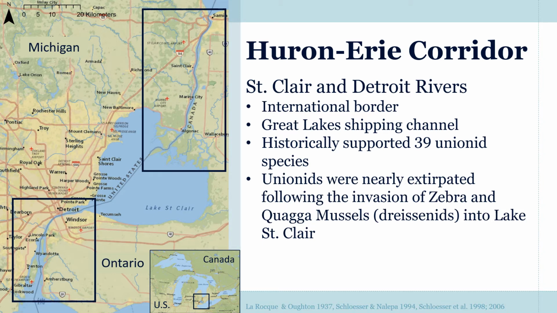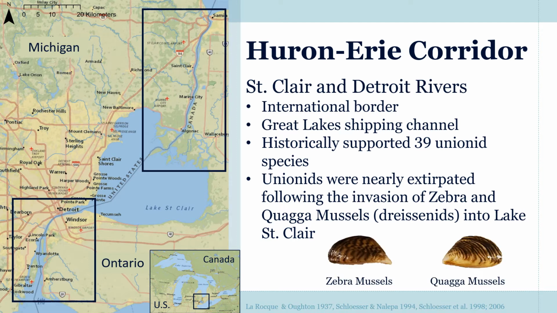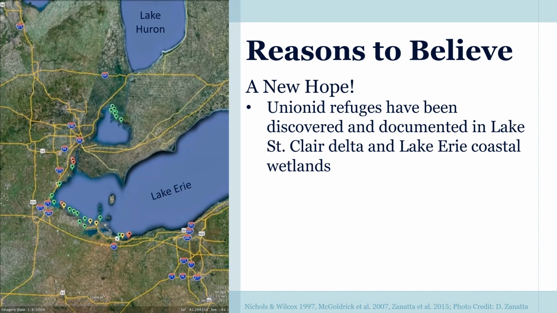However, unionids were considered extirpated from these rivers shortly following the introduction of zebra and quagga mussels, collectively Dreissenids, into Lake St. Clair in the 1980s and the 1990s, respectively. Fortunately, there is hope. Unionid refuges have been found in the Lake St. Clair Delta and in Lake Erie coastal wetlands.